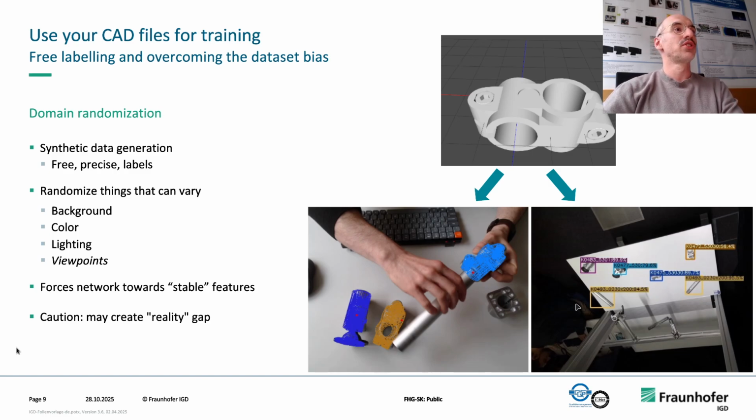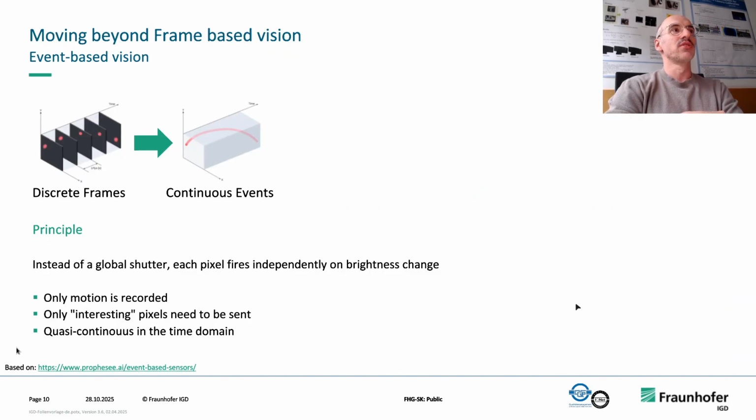And with this, I want to come to the final part of this webinar, namely moving beyond frame-based vision. So what I want to suggest will come after frame-based vision is event-based or neuromorphic vision. And I want to explain what this is on this slide. So in RGB or frame-based vision, like shown in the picture on top, we have some discrete timestamps at which we capture the whole sensor content.